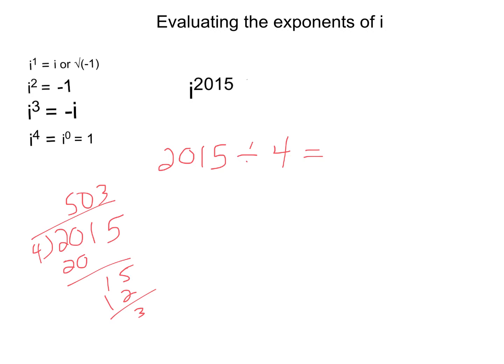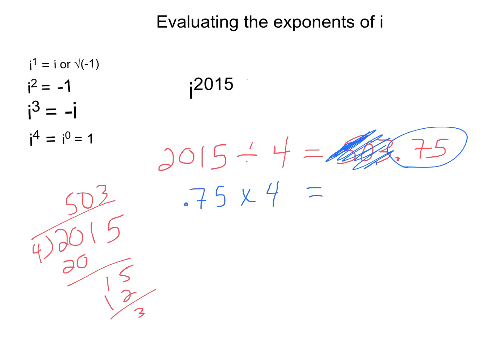Okay. So it's going to be 503.75. Okay, so again, I don't want that. I just want this. So 0.75 times 4, we get 3. Okay? So this is going to be i to the third power, which based on these guys over here is really negative i.